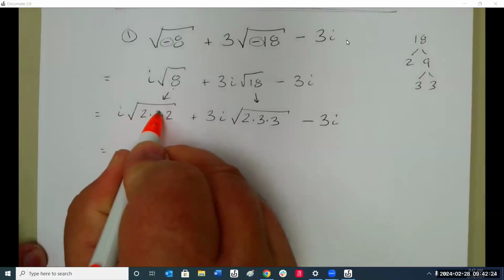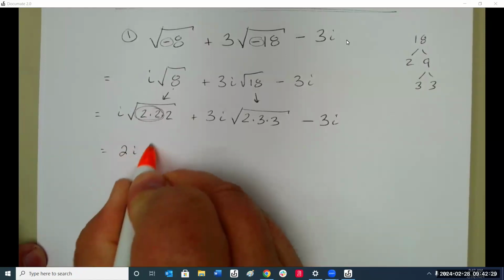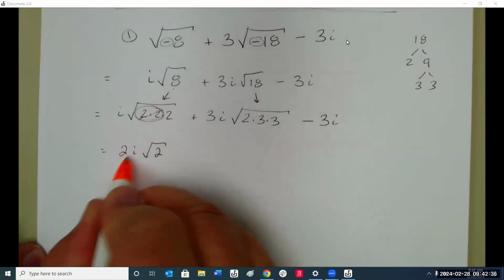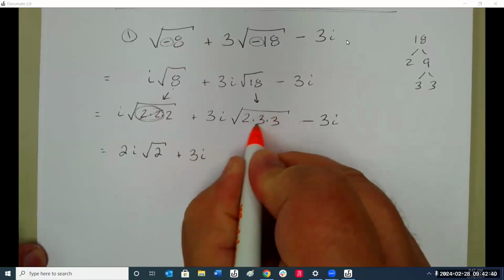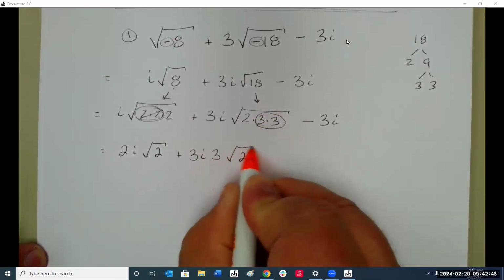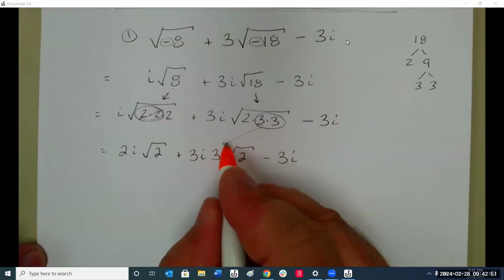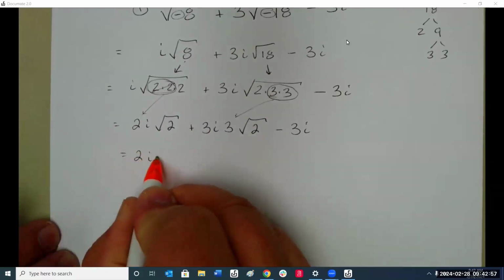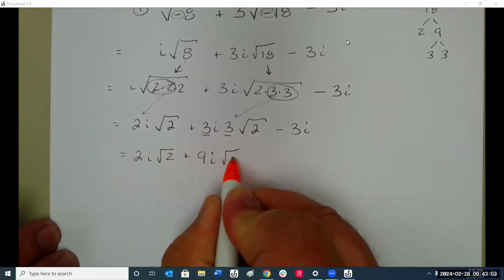Now, since it's a square root, once we see a pair of any numbers, that comes out. Since these two are a pair, they come out, leaving the last one inside there. We have a pair of 3s in the second one, so that comes out in front. And that 2 stays inside there. So far we have 2i radical 2. 3 times 3 is 9i radical 2.